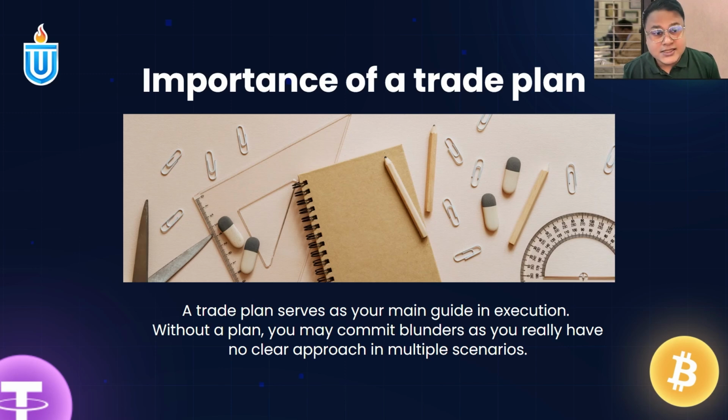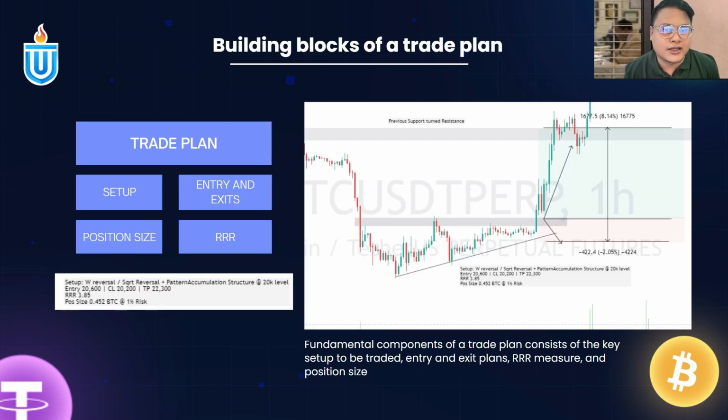Ang importansya ng isang trade plan is it serves as your main guide in execution. Basically, if wala kang plano, you may commit blunders, lalo na when you're executing, no? And ayun nga, dahil wala kang specific plan on that certain trade, you have no really clear approach in the possible multiple scenarios na pwedeng ibigay sa'yo ng market.